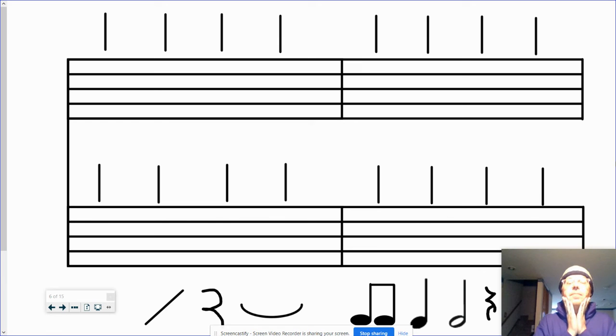So remember, if you hear one, you leave it, it gets a quarter note. If you hear two, te, you put a slash, and then you put the eighth notes beneath it. If you hear three, you do a tie, and it gets a half note. And if you hear silence, you turn it into an R, and you put the quarter rest underneath it.